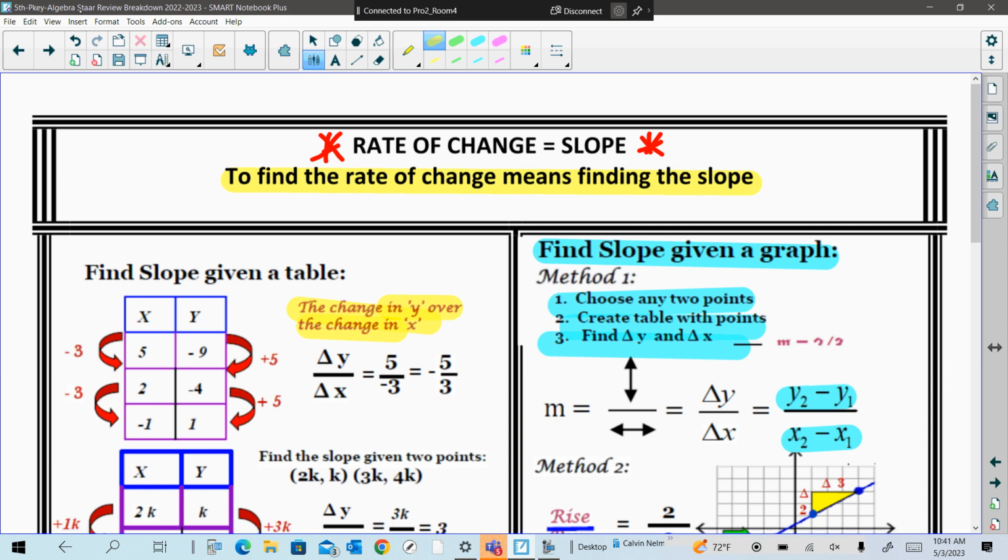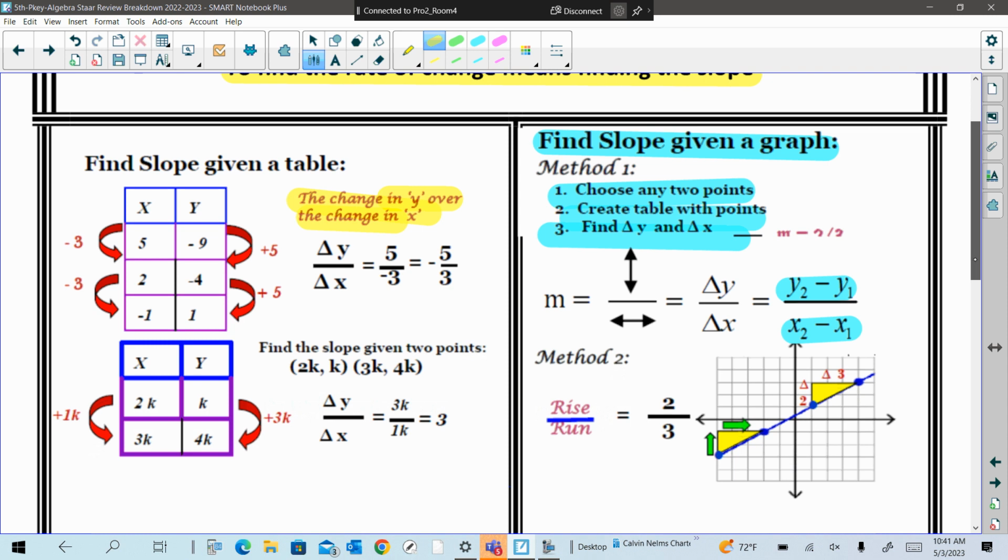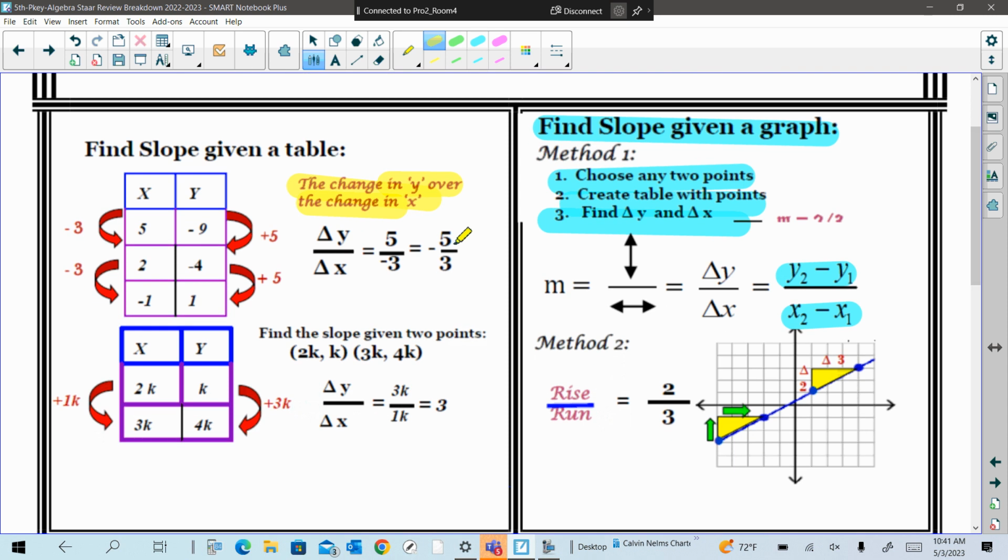This is the start of objective 2. You need to know rate of change is the same as slope. We have a formula for that. That's on the formula chart. This is like the third page, I think, or the second page, not front and back. So, change of y over change of x.